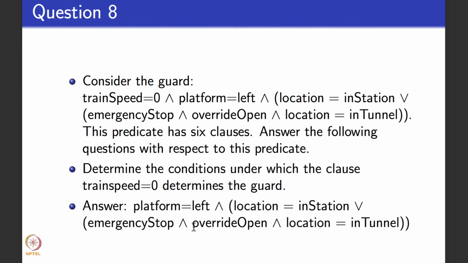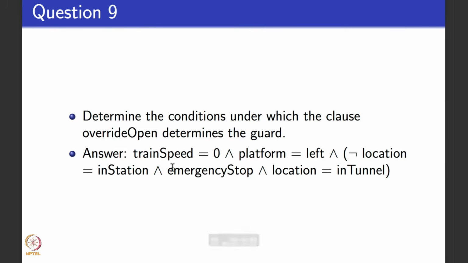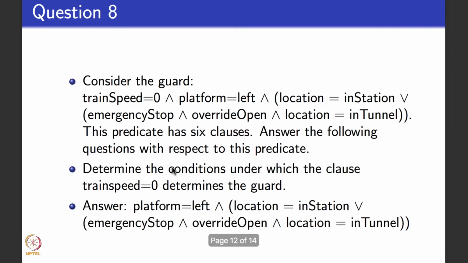So you stop at this. You don't have to write test requirements or test cases for CACC and other active clause coverage criteria. I just ask you to tell the conditions or the predicate under which this clause will determine the predicate. That's all the question is about. Next question is very similar. It takes the same predicate and it takes this clause, override open, which comes inside this, and asks you to determine the conditions under which this clause will determine the predicate.